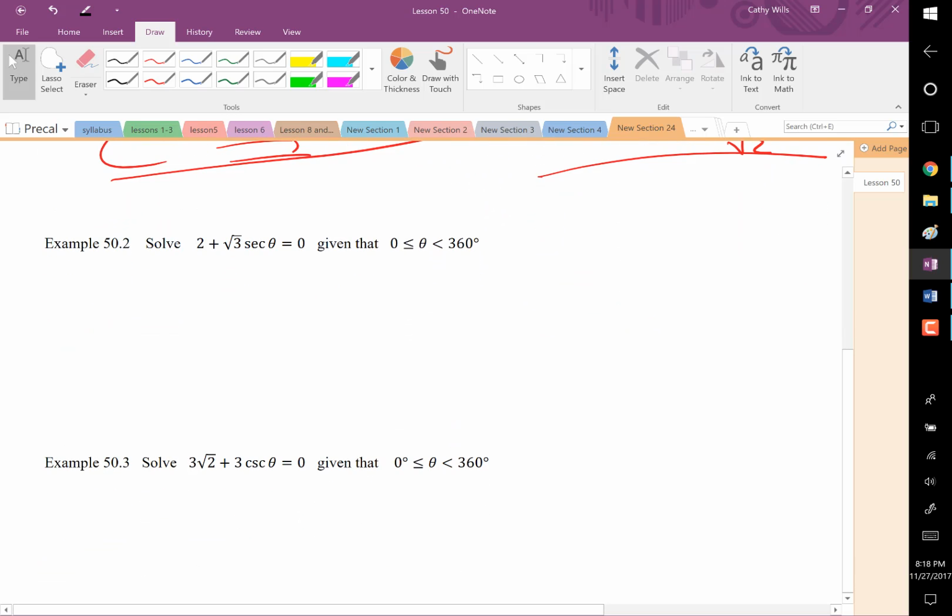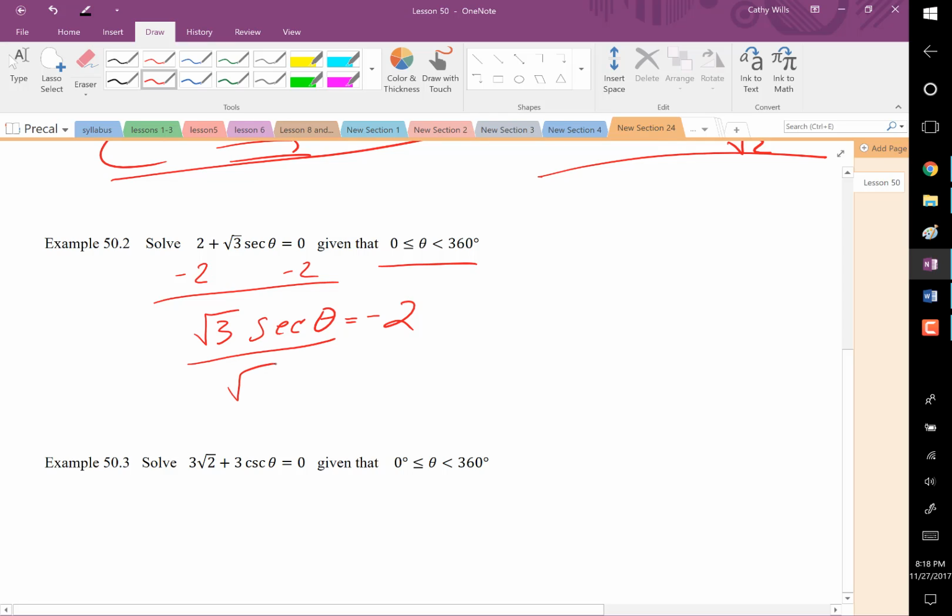All right, here's another example. 2 plus square root of 3 secant theta equals 0, where theta is between 0 and 360. So now we're looking for every angle between 0 and 360 that will make this equation a true statement. Those are the solutions. The first thing we have to do is isolate the trig function. So we're going to subtract 2 on both sides, and that's going to leave us with square root of 3 secant theta equals negative 2.